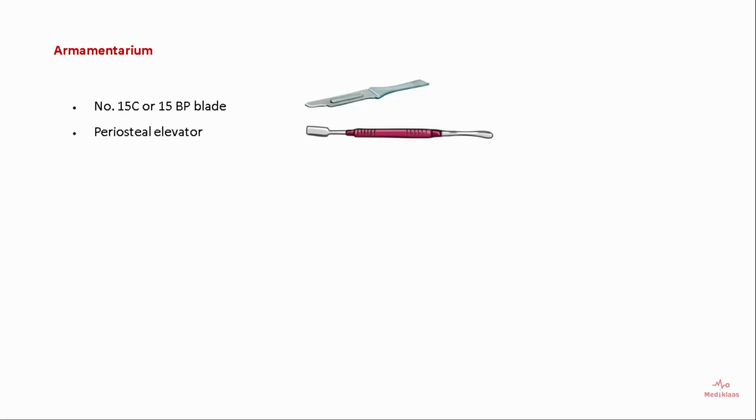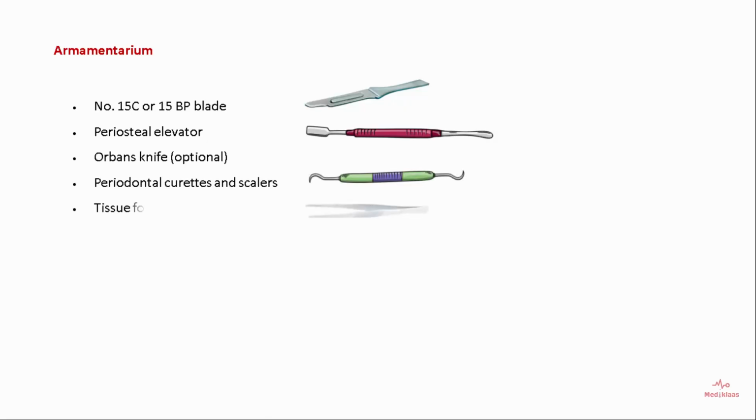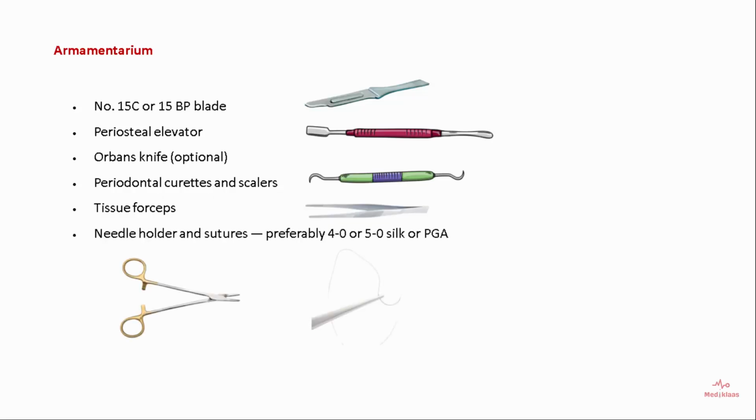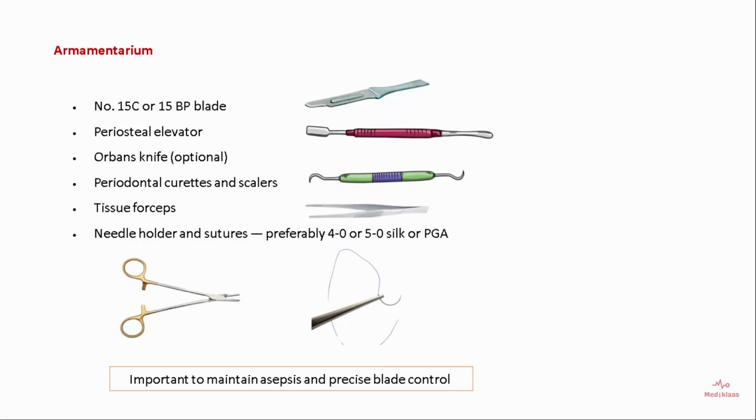The armamentarium required for apically displaced flap is a number 15C or 15 blade with a Bard-Parker handle, periosteal elevator, Orban's knife, periodontal curettes and scalers, tissue forceps, needle holders, and sutures. It is important to maintain asepsis and precise blade control during the surgery.